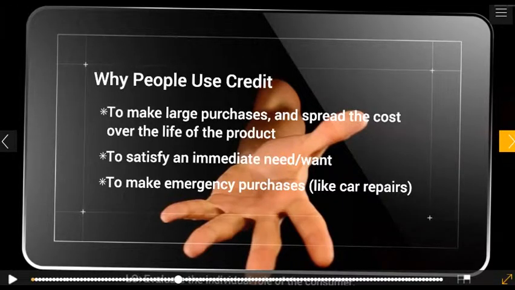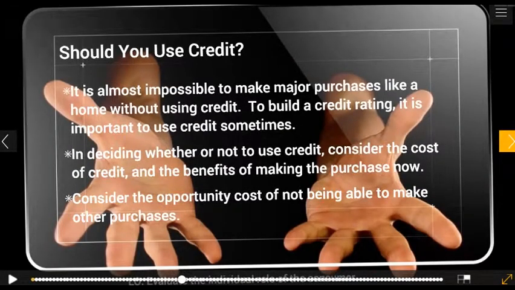Why people use credit? People use credit to make large purchases and spread the cost over the life of the product, to satisfy an immediate need or want, to make emergency purchases like car repairs. Should you use credit?